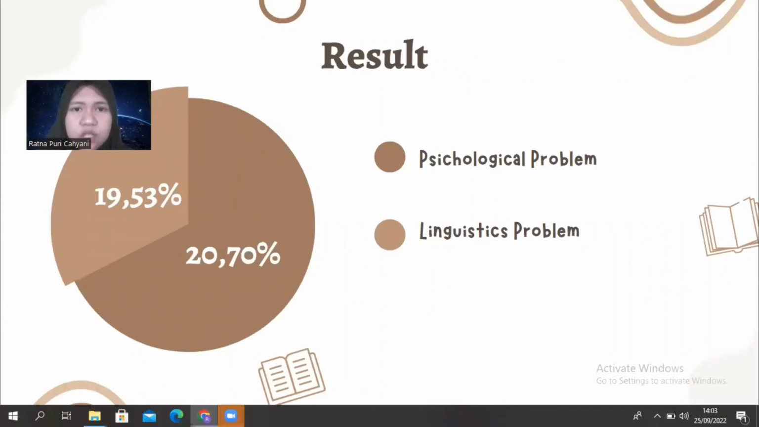Alright, so the last chapter in this academic paper is about the result. Based on the research findings on students' responses in the questionnaire, the most dominant problem faced by the students is the psychological problem, with a mean percentage of 70%, which is higher than the linguistic problem, at 19.53%.